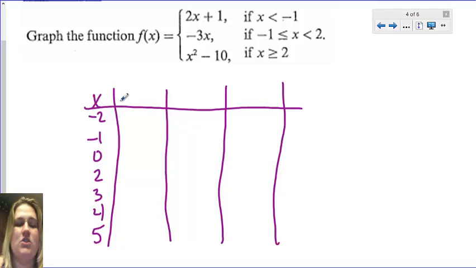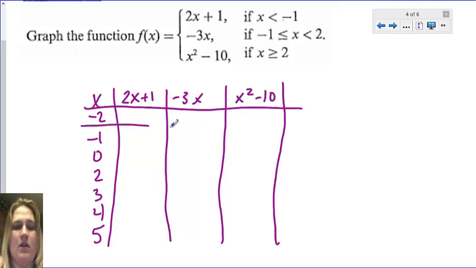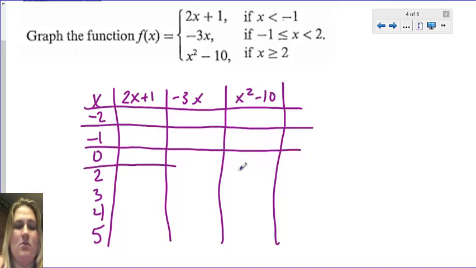So the first function is 2x plus 1. The next one is -3x. The next one is x squared minus 10. This is my table of values.